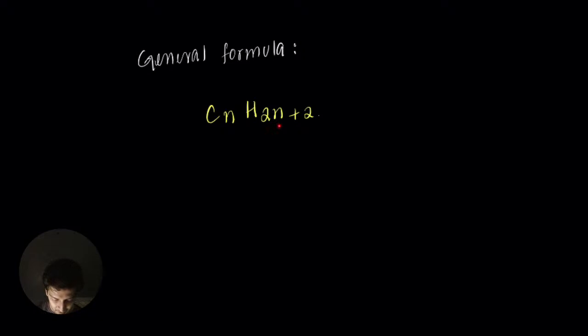Because if N is 5, you'll put 5 in there, you'll get 2 times 5 plus 2, and that will equal 12. And that is the exact number of hydrogens you will have when you have 5 carbons. Does this make sense? Is it absolutely clear? Crystal clear? Type in crystal if it's absolutely clear. Crystal, okay. Crystal clear, okay.